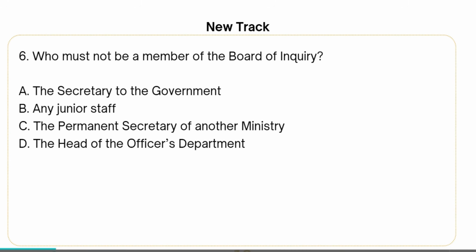Question number 6. Who must not be a member of the board of inquiry? A. The secretary to the government. B. Any junior staff. C. The permanent secretary of another ministry. And D. The head of the officer's department.